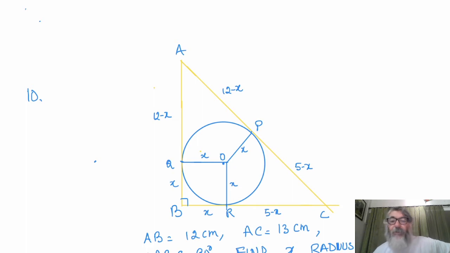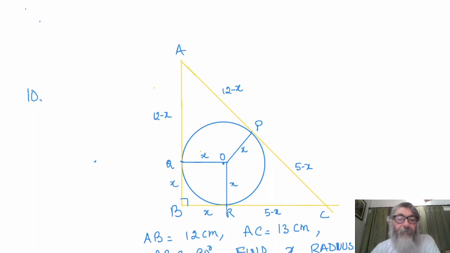What we have used, again the same properties. Two main properties have been used. Number one, tangents drawn from an exterior point to a circle are of equal length. We said AQ will be equal to AP. These are tangent because when a line is touching a circle at a point, it is tangent. So AQ and AP are equal, which are each 12 minus x. CR is equal to CP, each is 5 minus x.